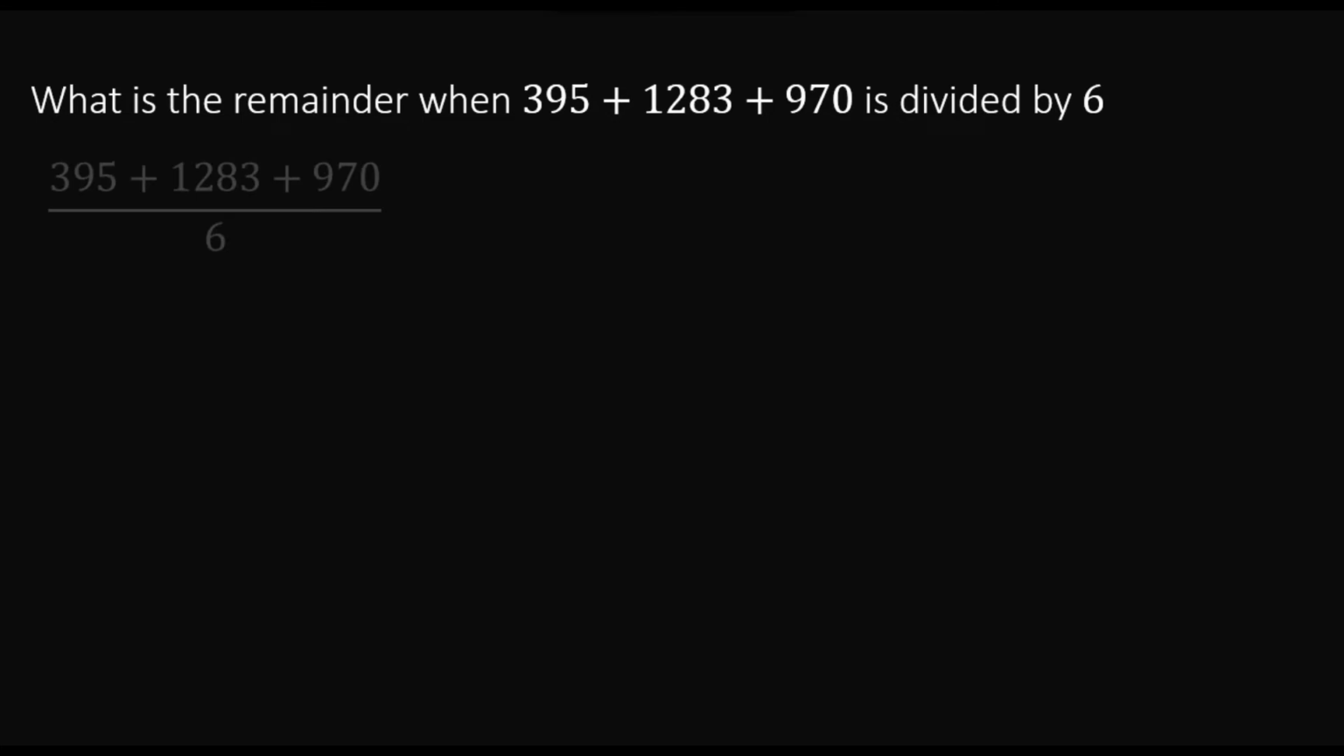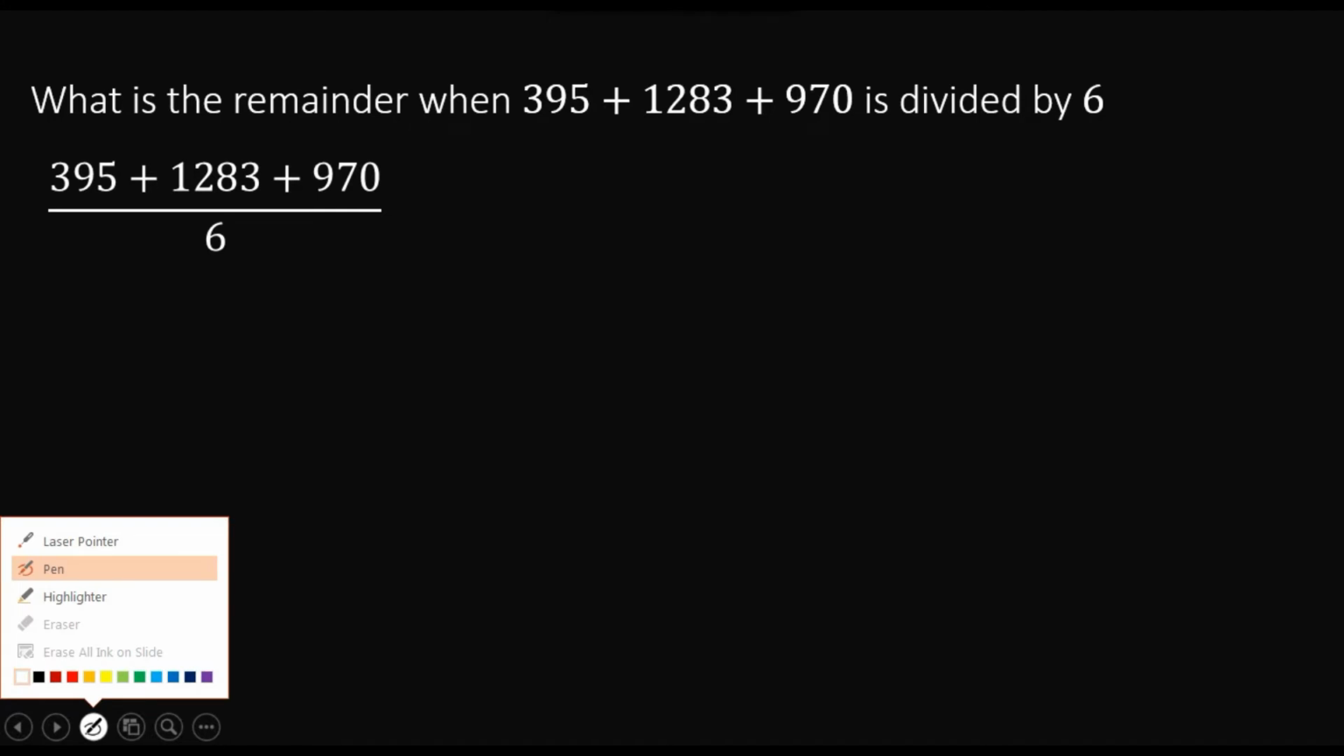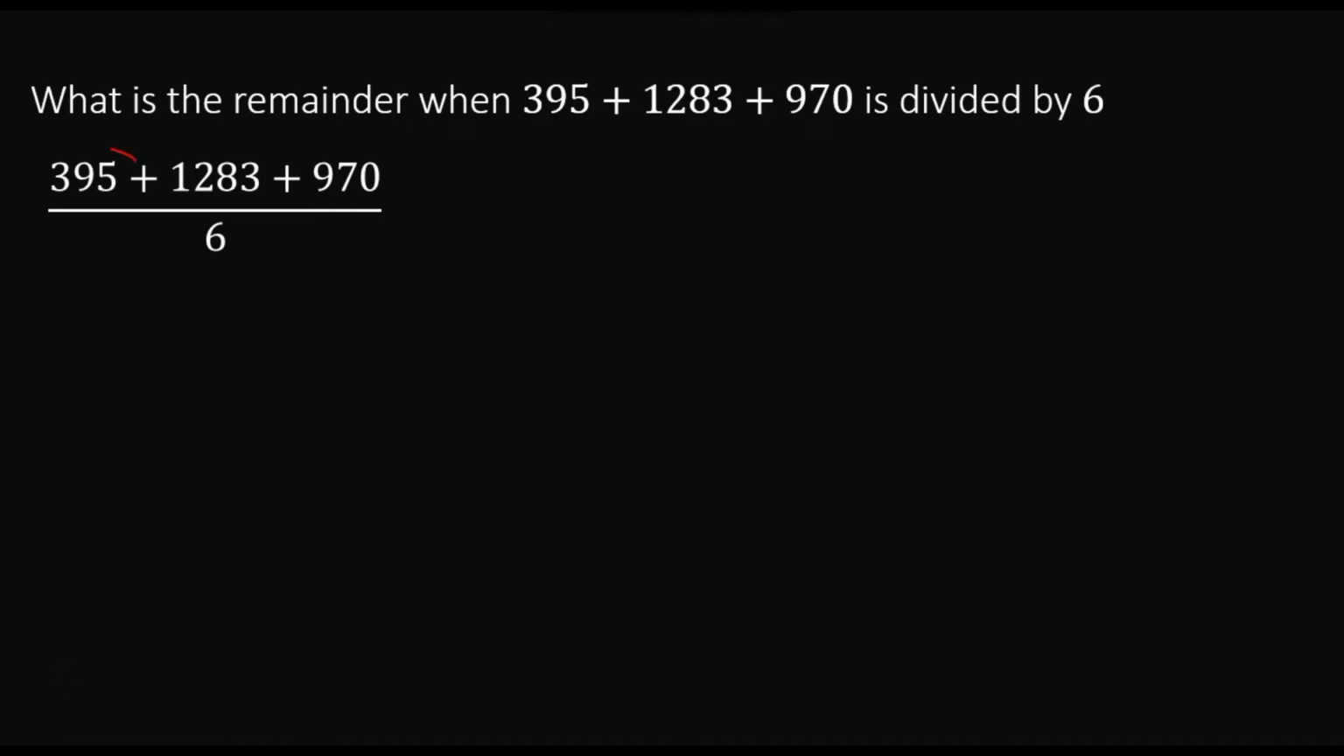Check this question. What is the remainder when 395 plus 1283 plus 970 is divided by 6? So this is the question basically. Now the most basic way would be to find out the sum of numerators and then divide by 6, but we are going to learn a shortcut method here. Okay, the shortcut method involves calculation of remainders with each term of numerator.